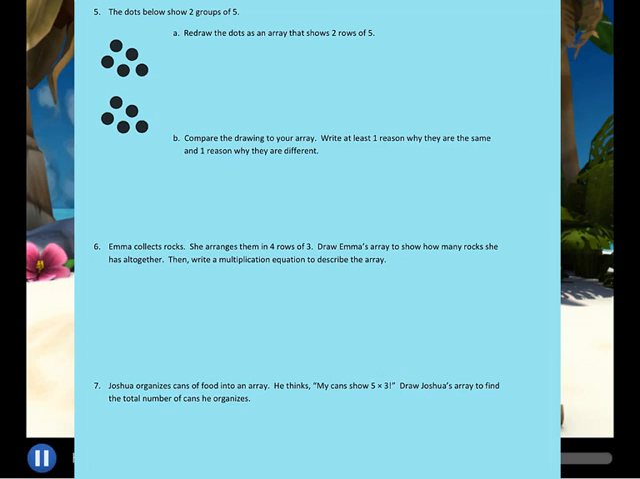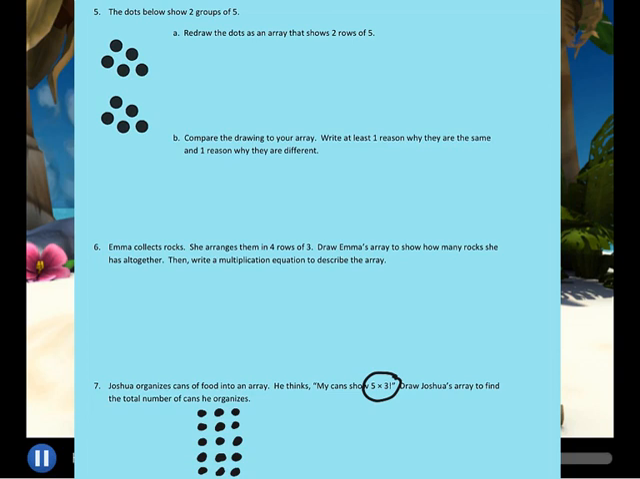Okay, so Joshua's array is 5 times 3. That is what is given. So we have to make an array that shows 5 times 3. So 5 groups of 3. So it must be 1, 2, 3. One group of 3. This is the second group of 3. This is the third group of 3. This is the fourth group of 3. And this is the fifth group of 3. Okay, so this is an array that Joshua has made.